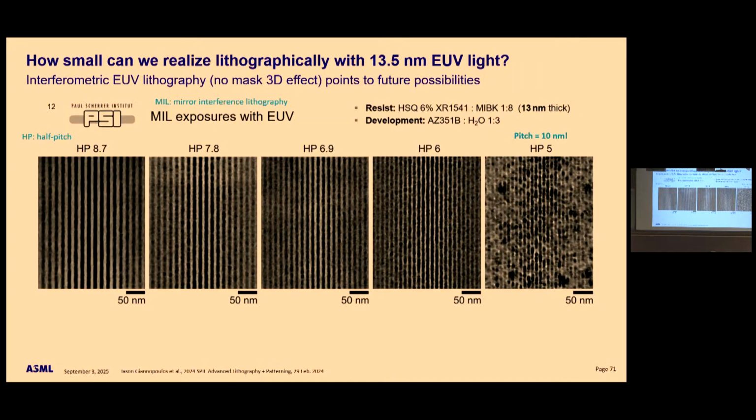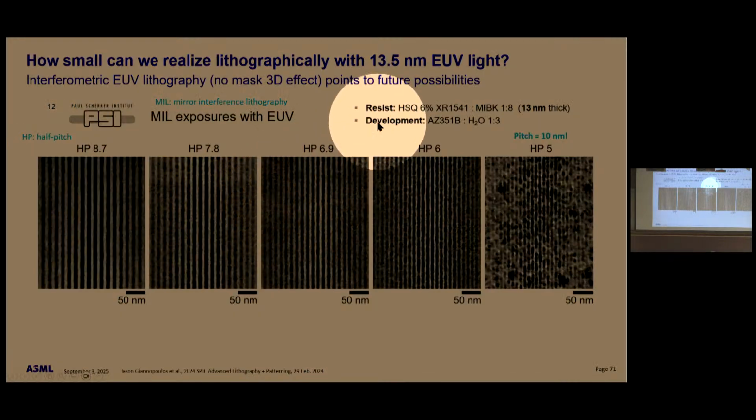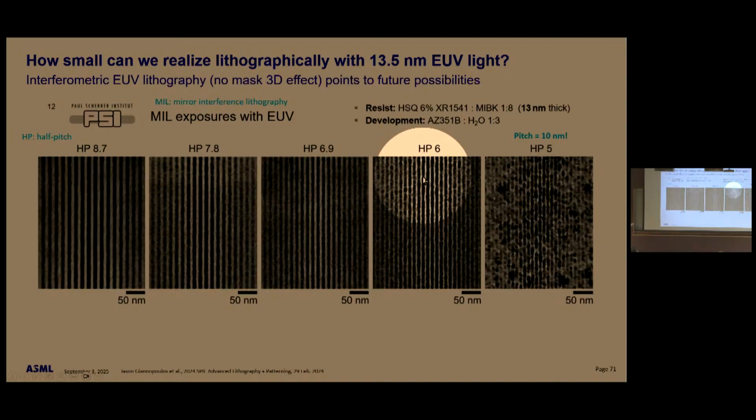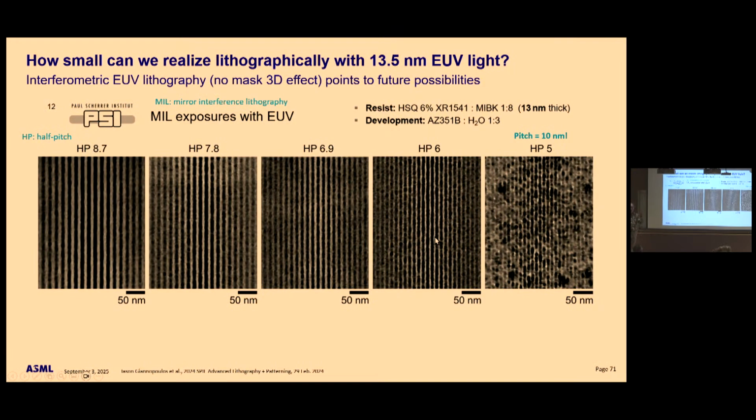And where we can get at the end, here is an example with 13.5 nanometer EUV light from the Paul Scherrer Institute, interferometric EUV lithography, where you do not have mask 3D effects. If we could really control everything, you can see there is already some evidence that half pitches of about 5 or 6 nanometers, as an absolute theoretical maximum, would be possible. So we still have quite a way to go; we can scale more than where we are today.